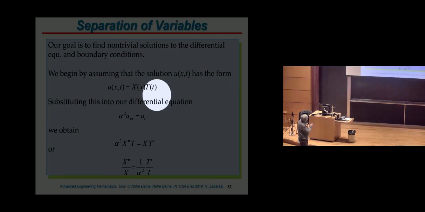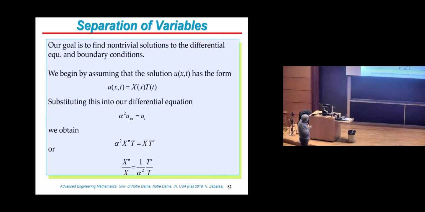So we are going to plug in this approximation. Obviously, we are looking for these functions. So we plug them in there. So we need the second derivative of u. So we have X double prime times capital T. And then we have the derivative of u with respect to t. So we're going to have X times T prime.